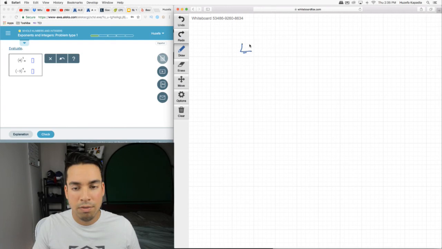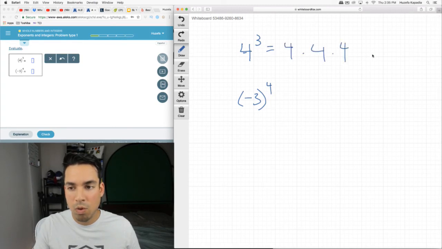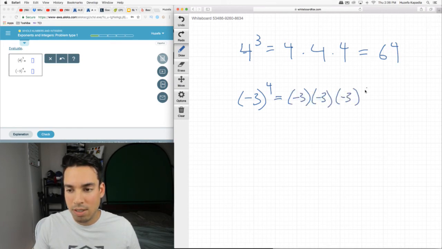Next one is 4 cubed and negative 3 to the 4th. So this one again is 4 times 4 times 4, which is 64 if you carry out the multiplication. 4 times 4 is 16, times 4 is 64. Now, for negative 3 to the 4th, the first question is, is this going to be positive or negative? When we have an even number of negatives multiplying, the answer is going to be positive. The negatives will cancel each other out. And we can do it step by step if you want. This will first become positive. Then this will turn it back to negative, and then this one will turn it back to positive. So we're going to have a positive number.